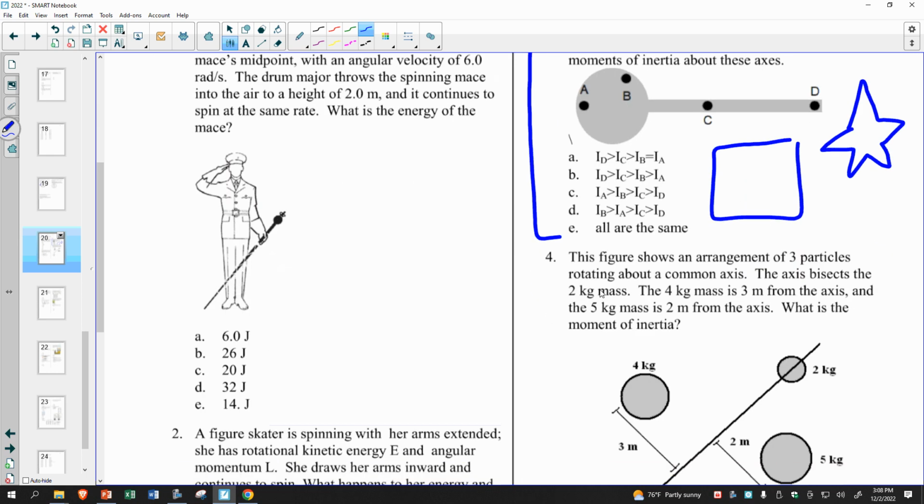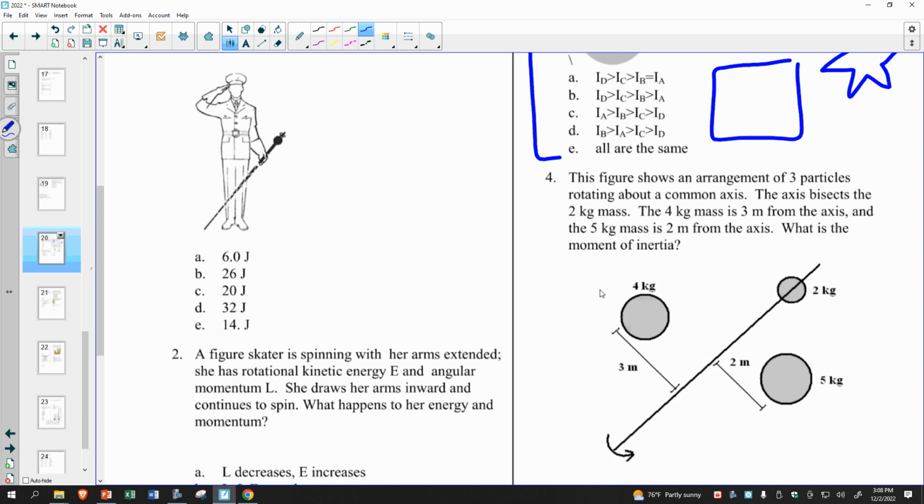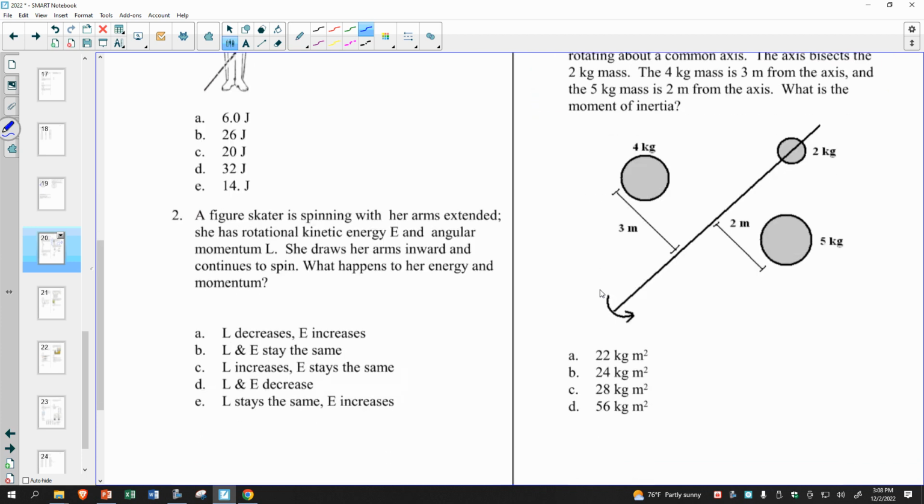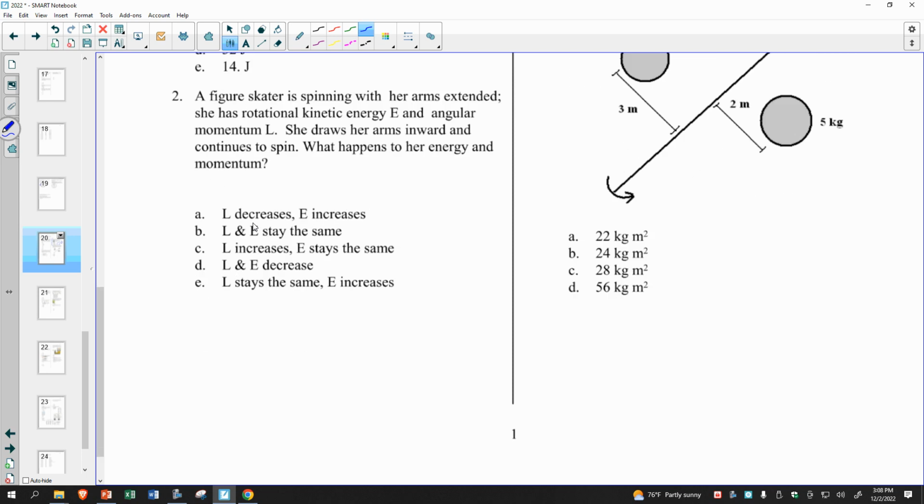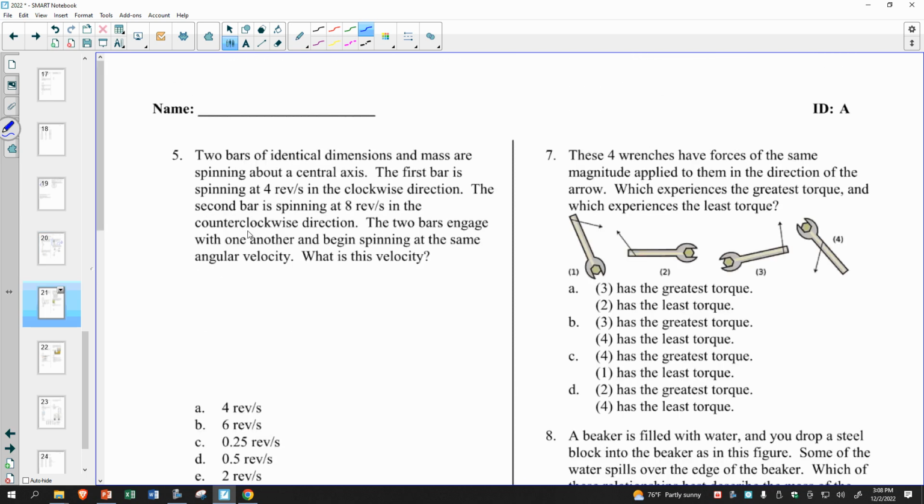Or on number 4, I might give you this, but with a different figure and different dimensions. So it's really just the numbers that are changing. Or number 2, I might give you this question, but instead of bringing her arms inward, she'd be putting her arms outward, and so it changes the answer to the question. Let's look at some other examples of how it might change.